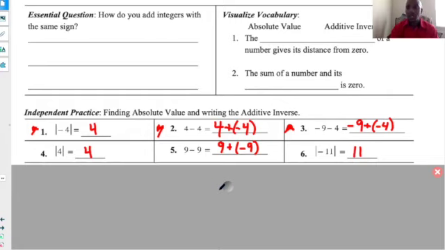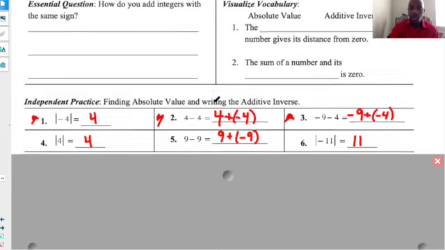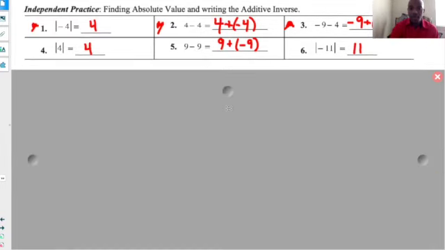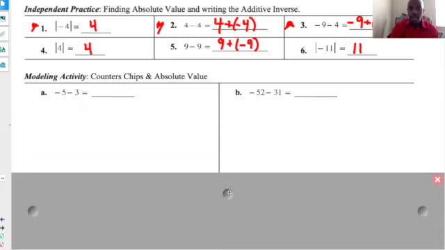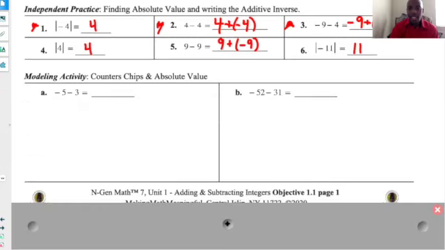Now let's go on to the modeling that we're going to do today. What I want to do today is add these integers: -5 minus 3 and -52 minus 31. Mr. Wolford, what do you mean add? These are subtraction problems. It says -5 minus 3, and it says -52 minus 31. We're going to use the additive inverse to create addition problems.